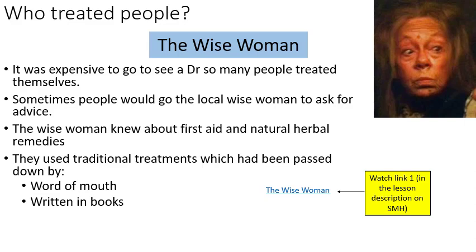Sometimes people would go to the local wise woman to ask for advice, and the wise woman knew about first aid and natural herbal remedies. A remedy is something that will cure you of something. The wise women had knowledge about that, and they used quite traditional treatments that had been passed down to them by word of mouth, from the people before them, and also things that had been written down in books. So that was really the function of the wise woman.